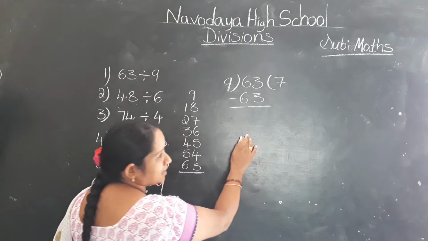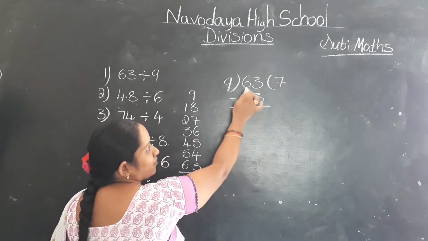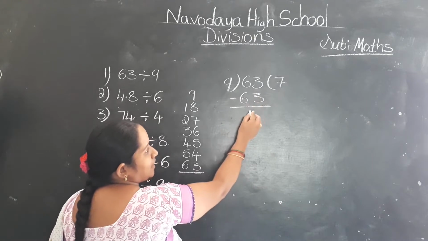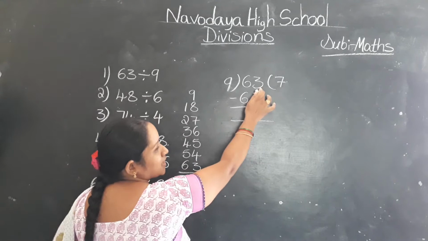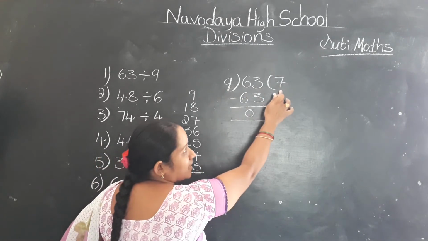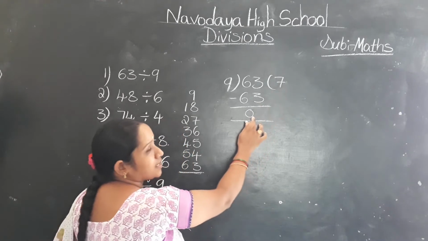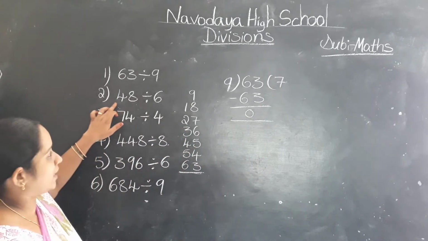Division means repeated subtraction. So in divisions we have to do subtraction. 63 minus 63, 0. Here 63 is called dividend, 9 is called divisor, 7 is called quotient and 0 is called remainder. Let us do next one.